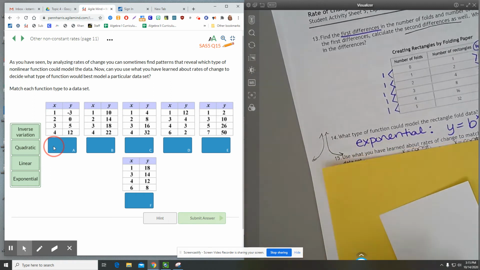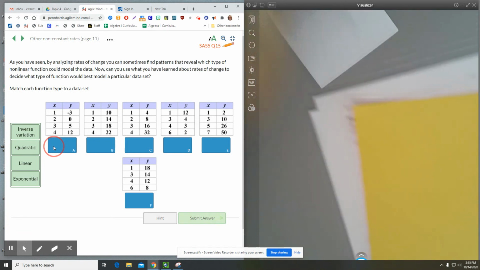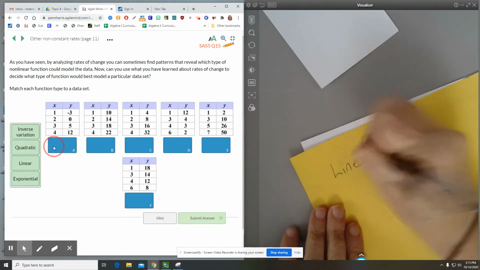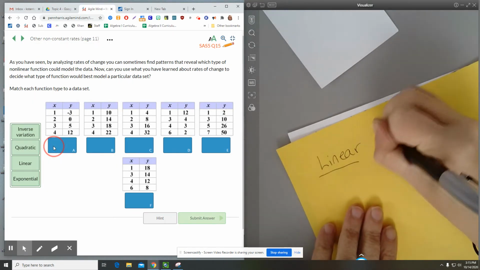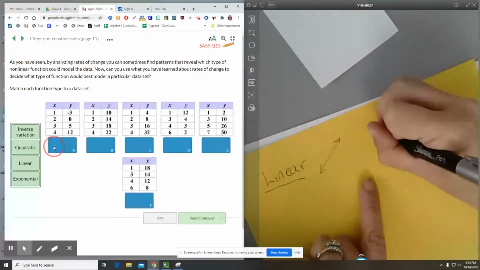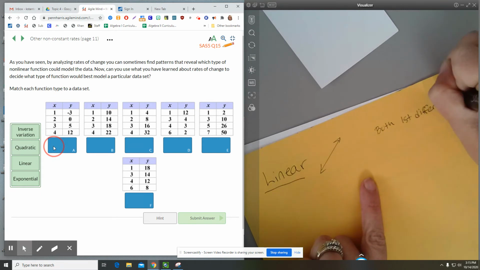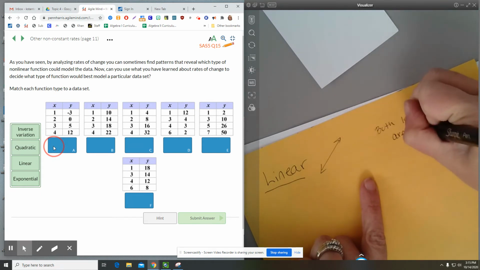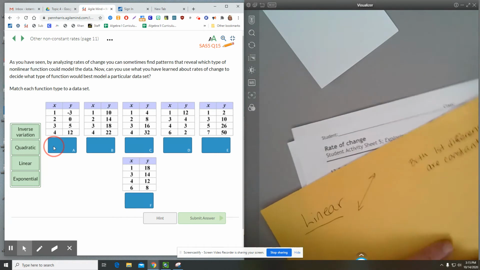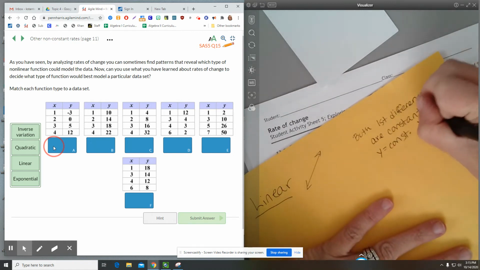I'm going to start with the most basic type of data, my linear. This is our straight line. Both first differences are constant. We are constant on both sides of the table. My y's are constant and my x's are constant.